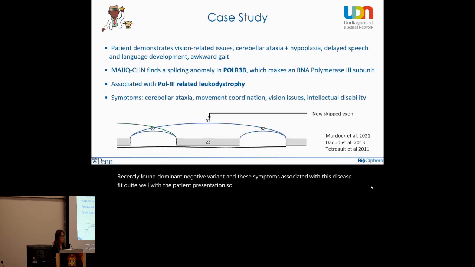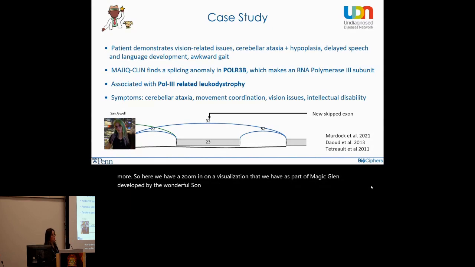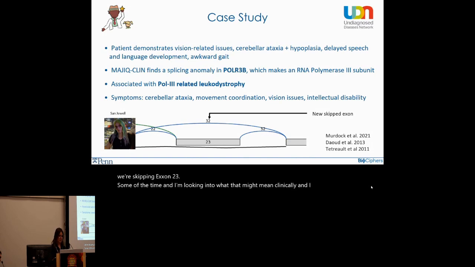So using MAJIQ-CLIN, you can look at it a little more. So here we have a zoom in on a visualization that we have as part of MAJIQ-CLIN, developed by the wonderful San. And in the blue here, we have the de novo patient variant that is unique to this patient. So here we can see that in this variant, we're skipping exon 23 some of the time, and I'm looking into what that might mean clinically. And I think that's very exciting.